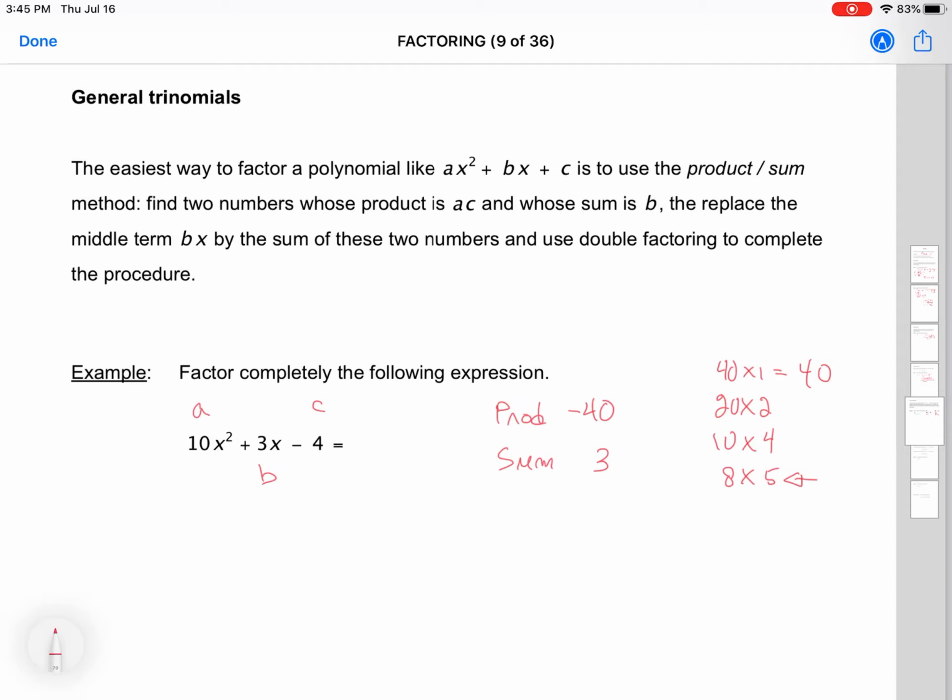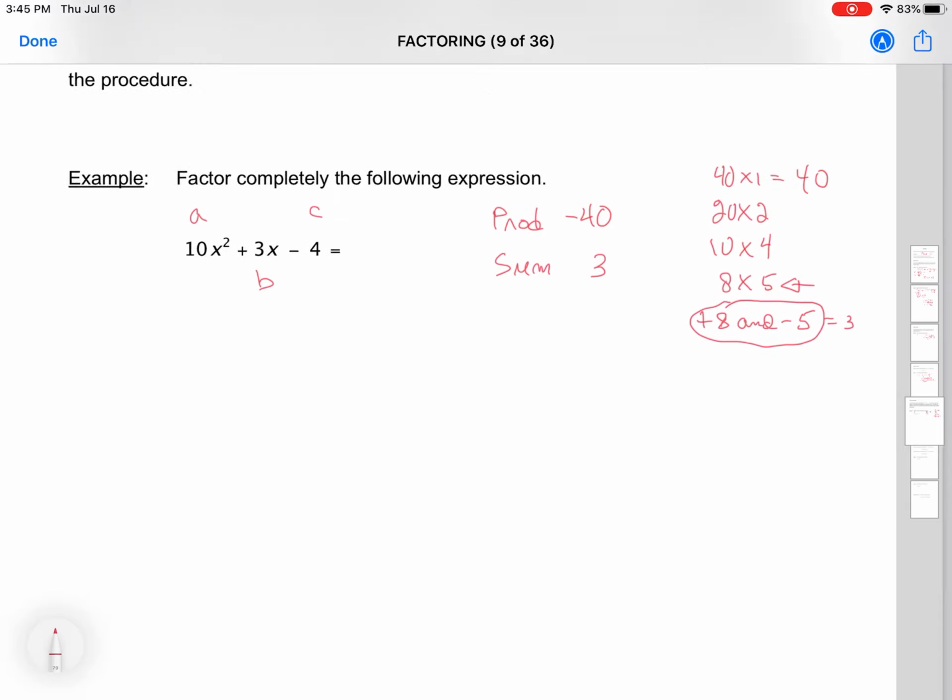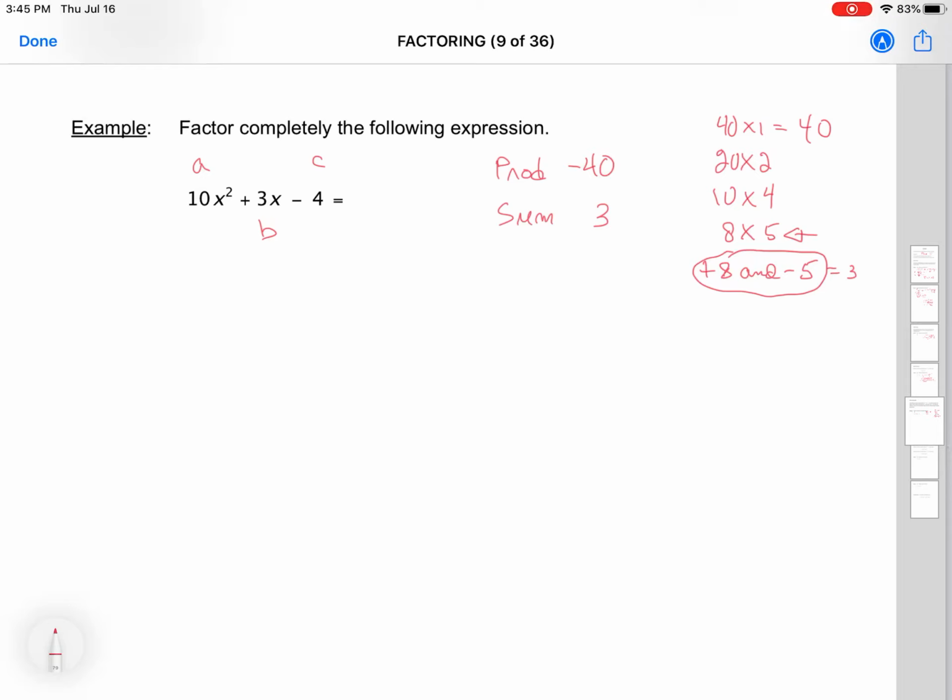Because there is no way to combine 40 and 1, 20 and 2, 10 and 4 into a sum of 3, no matter how you play with the signs. But if you put plus 8 and minus 5, then you have plus 3. And that's the middle term b. So these are the two numbers that we actually want. And what is it that we do with these two numbers? We simply replace the middle term.